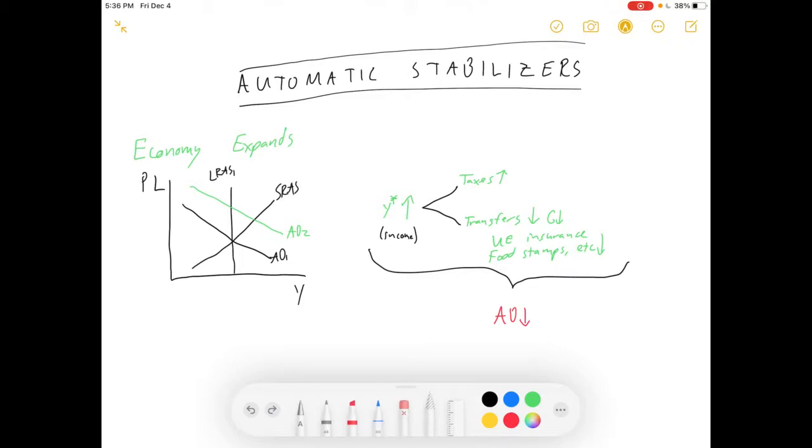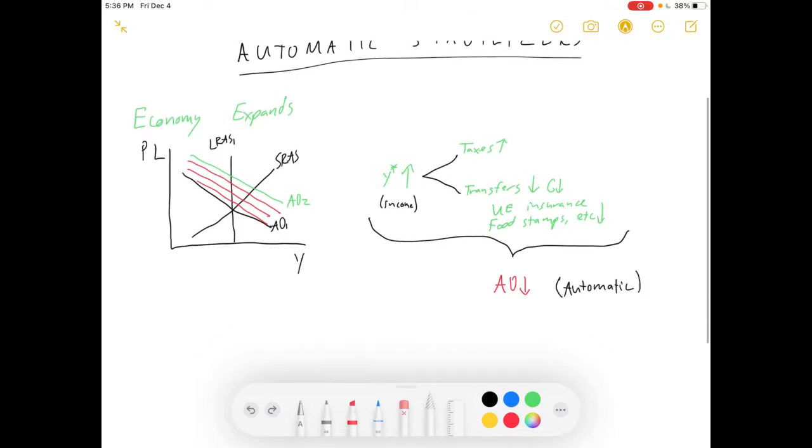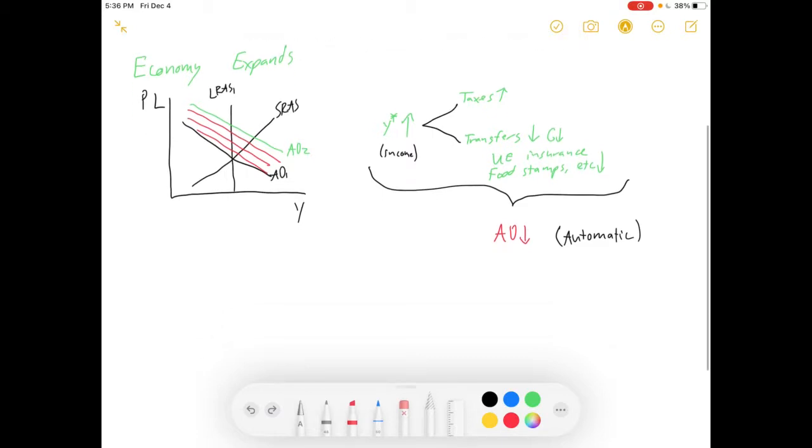Now, in a lot of situations, it might not go all the way. You might wind up here, or here, or here. I'm not too worried about that, but the point is that these kick in and decrease aggregate demand without anybody having to make a special choice about them. And this is automatic. So it automatically reduces the business cycle, hence we call it an automatic stabilizer.